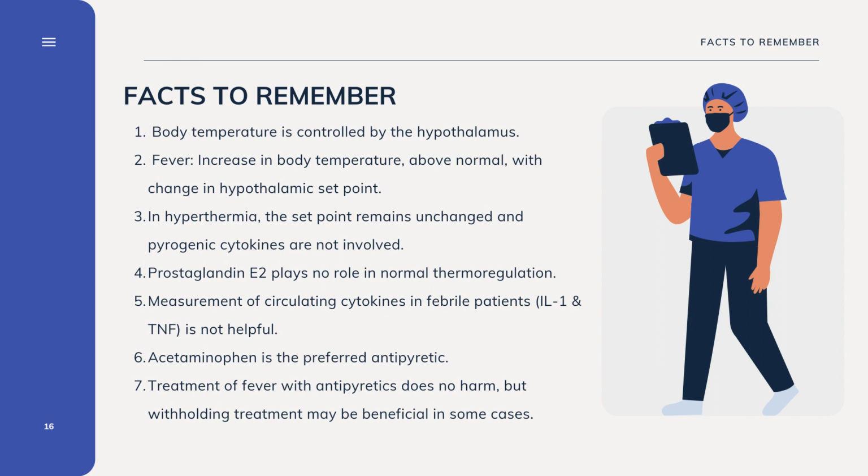Prostaglandin E2 plays no role in normal thermoregulation, but it starts the process of raising the hypothalamic set point during a febrile disease. Measurement of circulating cytokines in febrile patients is not helpful. Acetaminophen is preferred in the treatment of fever. Treatment of fever with antipyretics does no harm, but withholding treatment may be beneficial in some cases.